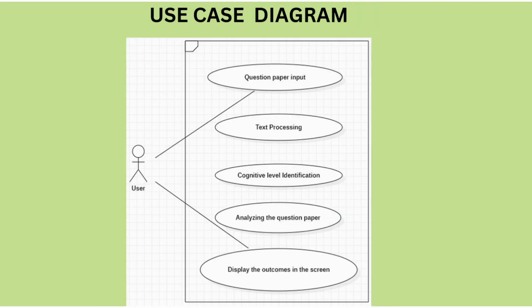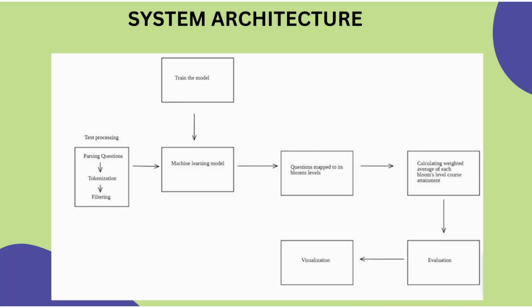A use case diagram illustrates the high-level functionality and scope of the system. These diagrams also show how the system and its actors interact with one another. The system architecture is a conceptual model that defines the organization and operation of numerous components and subsystems.